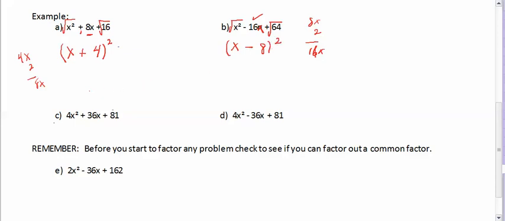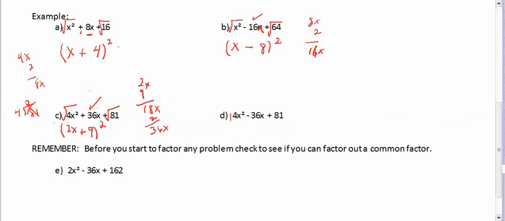Okay, the next one, I look to see, is there anything that I can factor out? Well, this has a 4, that has a 4. Does 81 have a 4 that I can take out? And let me divide and see. No. Okay, so that doesn't work. Nothing I can take out. So I take the square root of the first term, which is 2x. Take the square root of the last term, which is 9. Then I go 2 times 9 is 18x. Multiply that by 2, and I get 36x. That's my middle term. I put my plus in between, I put my parentheses, and I square it.